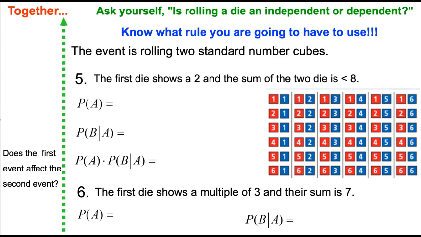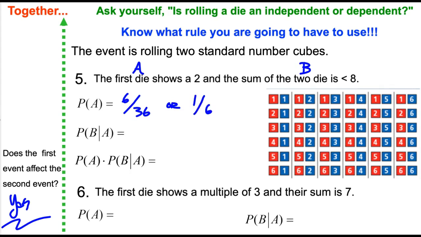So you got to be a little careful. You can't just go automatically, number cubes, rolling number cubes, no, those are independent. It depends what you're asking. Okay. So in this case, what's the probability of the first die showing a 2? We'll call that A. And the sum of the 2 dice less than 8, we'll call that B. The probability of A is going to be 6/36 or 1/6.